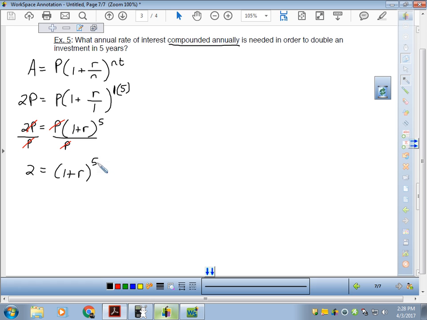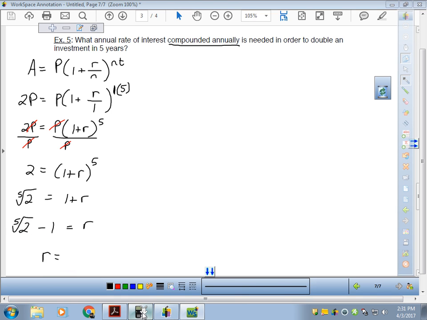Okay. Now, how do we get rid of a 5th power? Well, you do a 5th root. So this is the 5th root of 2 equals 1 plus R. And then you can move the 1 over, so this is the 5th root of 2 minus 1 equals R.